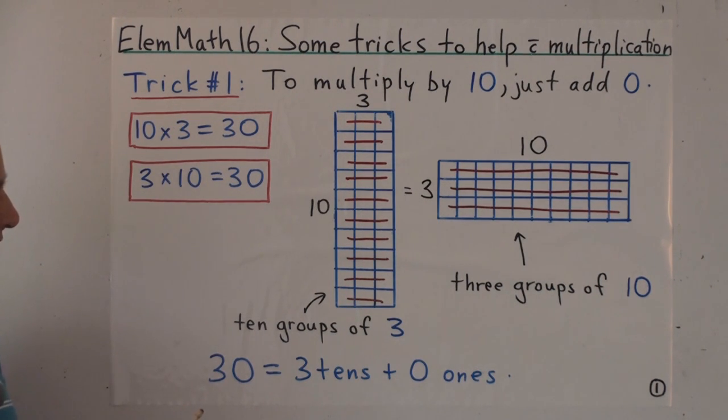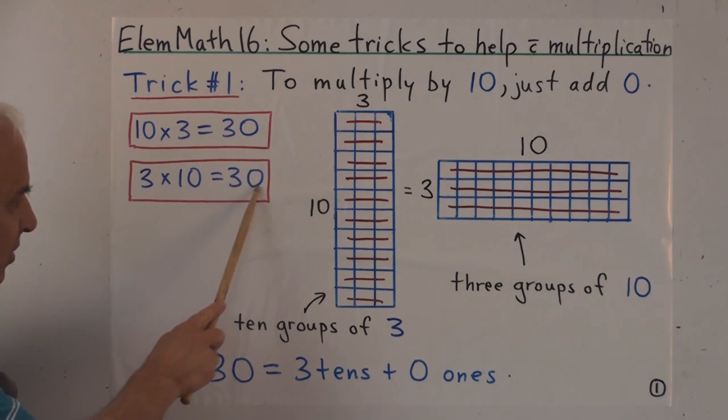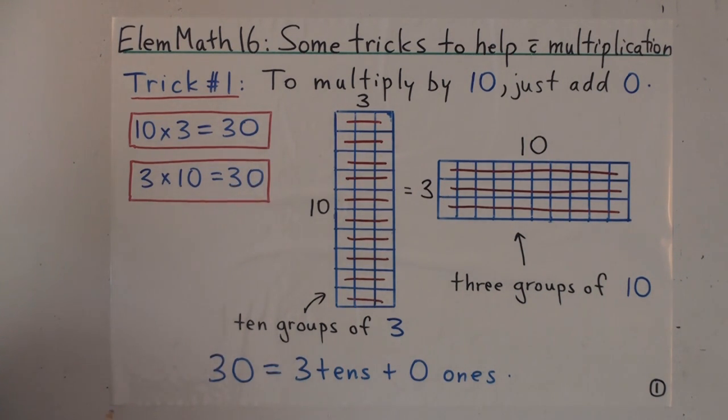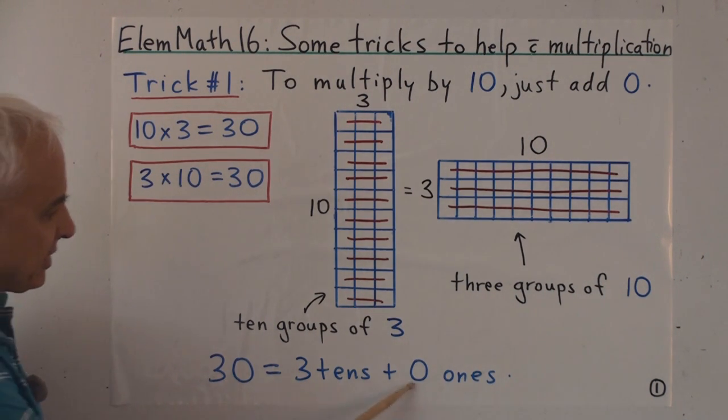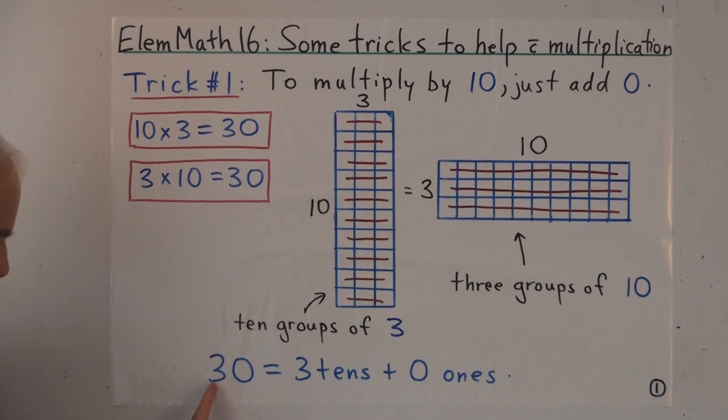Alright, so now let's ask ourselves, why is it that when we multiply by 10, we get 30? We get the 3 with a 0 attached. Well, let's have a look at 30 in the Hindu-Arabic system. What does that actually mean? That number represents 3 tens and 0 ones. That's what it means. 0 ones, 3 tens. Remember, that's the ones place and that's the tens place. 3 tens and 0 ones.